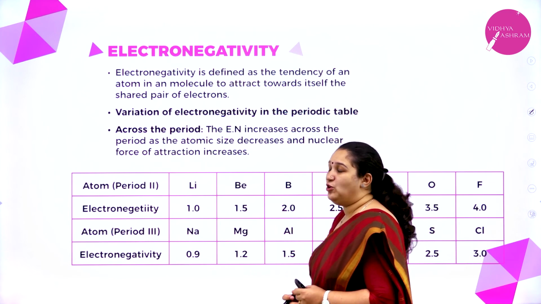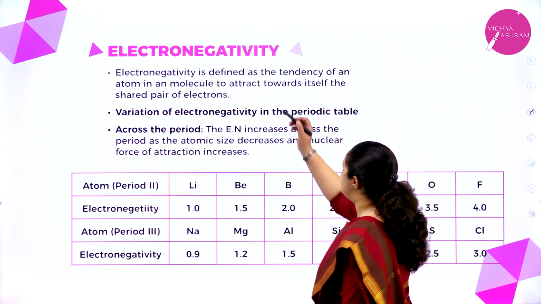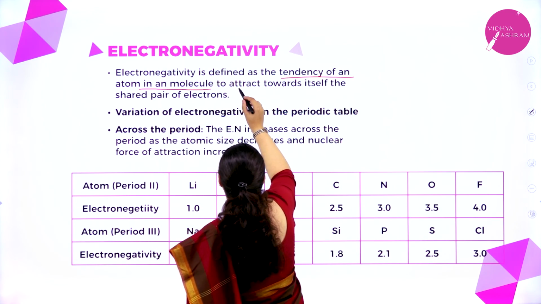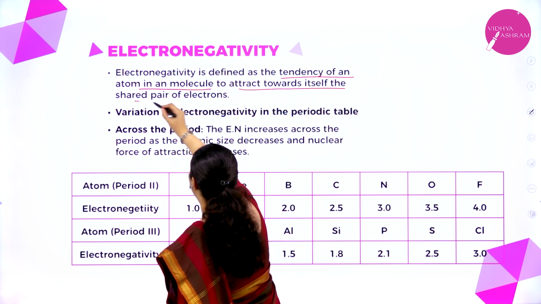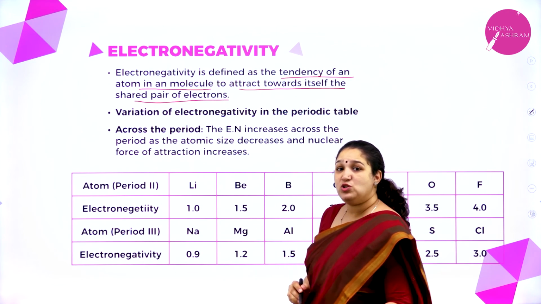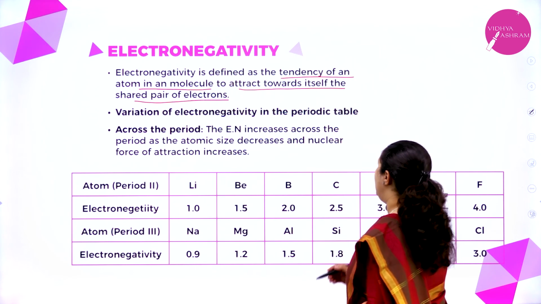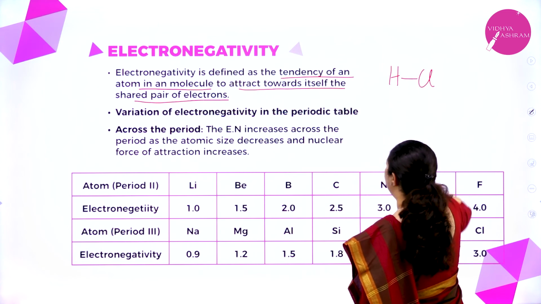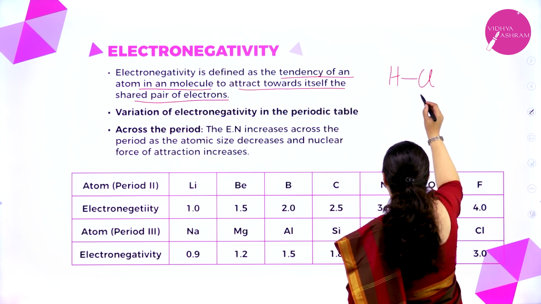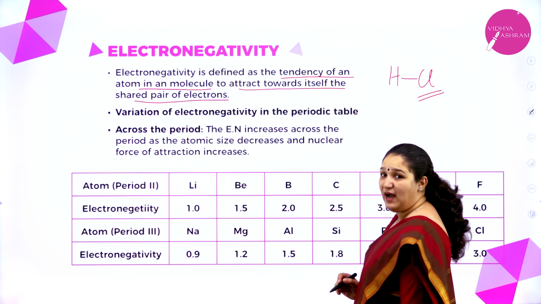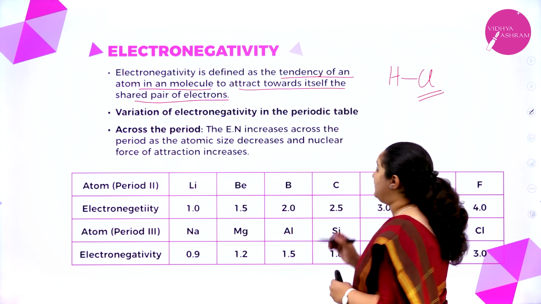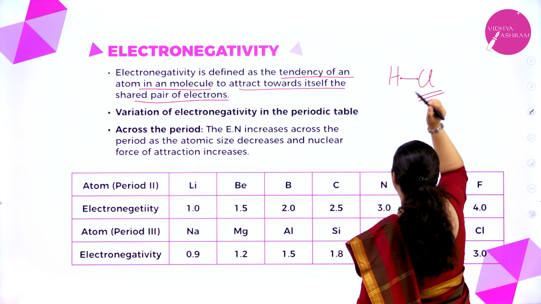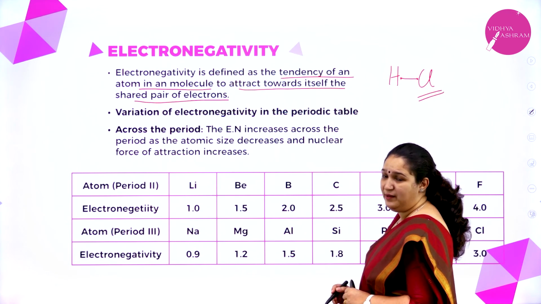Electronegativity. What is electronegativity? Electronegativity is defined as the tendency of an atom in a molecule to attract towards itself the shared pair of electron. So what does this mean? For example, if I take HCl, between them there is a covalent bond. Chlorine is more electronegative than hydrogen. What is the meaning? Now here hydrogen has given one electron, chlorine has given one electron for bonding.